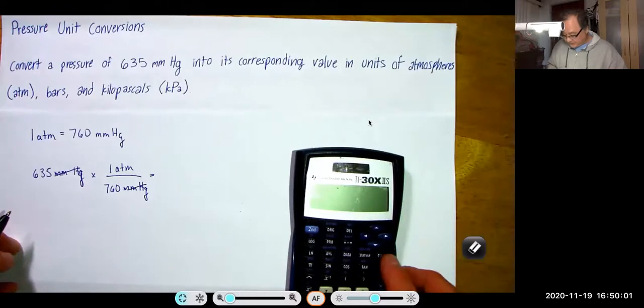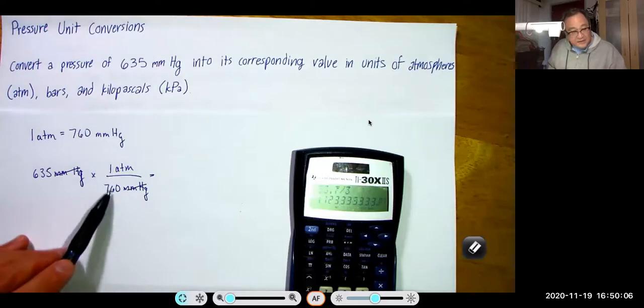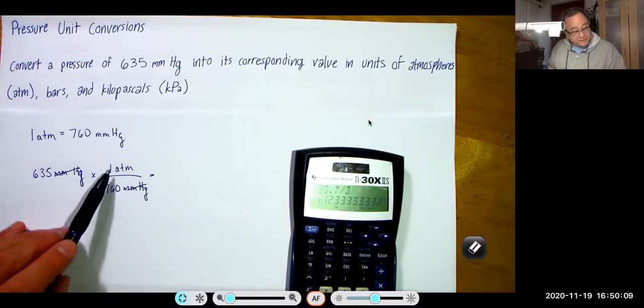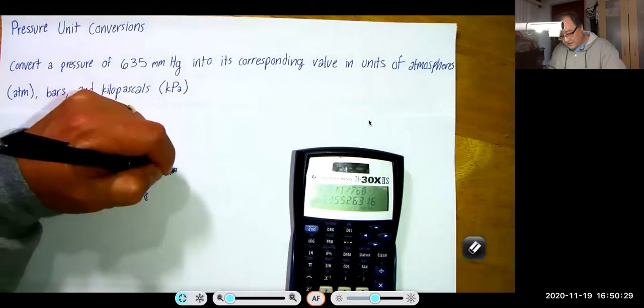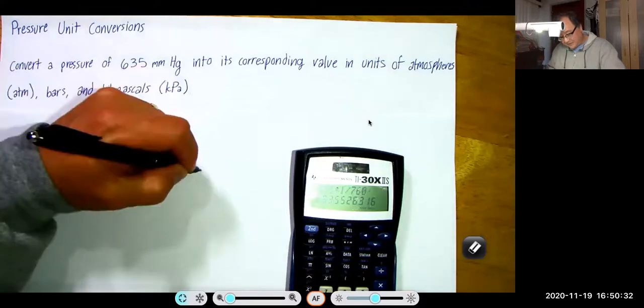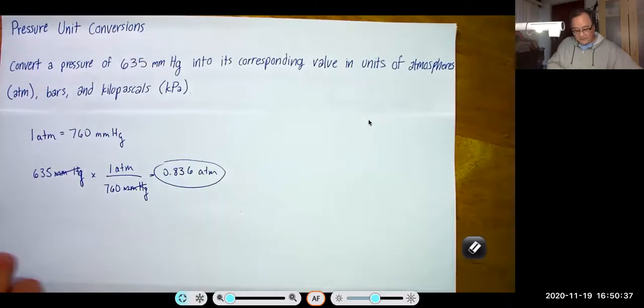So let's see what the answer is. And how many significant figures are we allowed? Remember, this is exact, so there are infinite sig figs here and infinite sig figs here, and we have 3 here. So 3 sig figs is what we should have. And we get 0.836 atmospheres. And that's your answer. Okay, that was really easy.